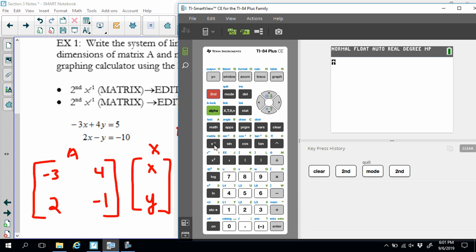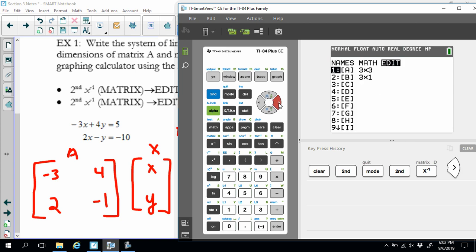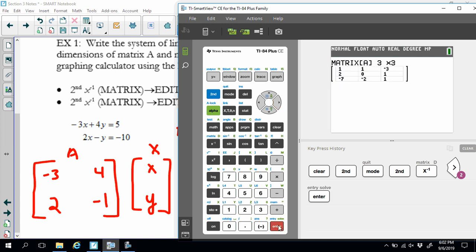Now that doesn't really represent an exponent. What it represents is the inverse. But notice above it, it says matrix in blue. Anytime you press the second blue button, it basically comes up with whatever the blue words are. So we're going to press this x to the negative first, or the inverse key, and it takes us to our matrix. Now in this case, we want to edit our matrix, so we are going to right arrow over to edit. Notice that we're going to edit our A matrix. So to do that, we're going to press enter.